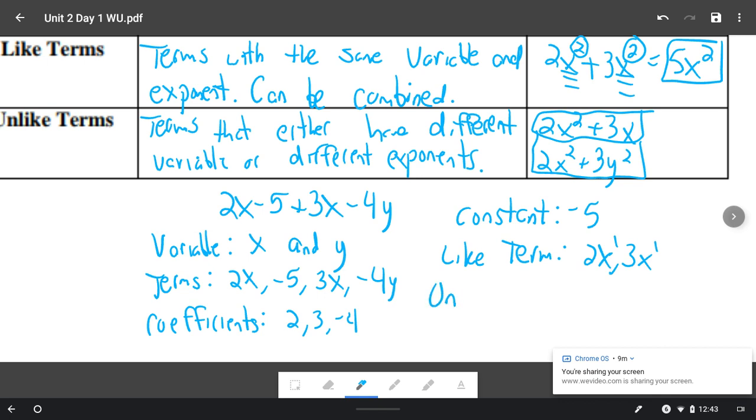And then unlike terms, these are the things that cannot be combined. Well, if we combine the like terms, we'd get 5x from up above. And then we'd have this constant of negative 5, and we'd have this variable with a y, so the negative 4y. So those would be all the unlike terms that we cannot combine. So that's all of our vocabulary terms on the first day. And then if we go to the back of your notes, this is going to be talking about combining like terms again. So we're going to revisit that.